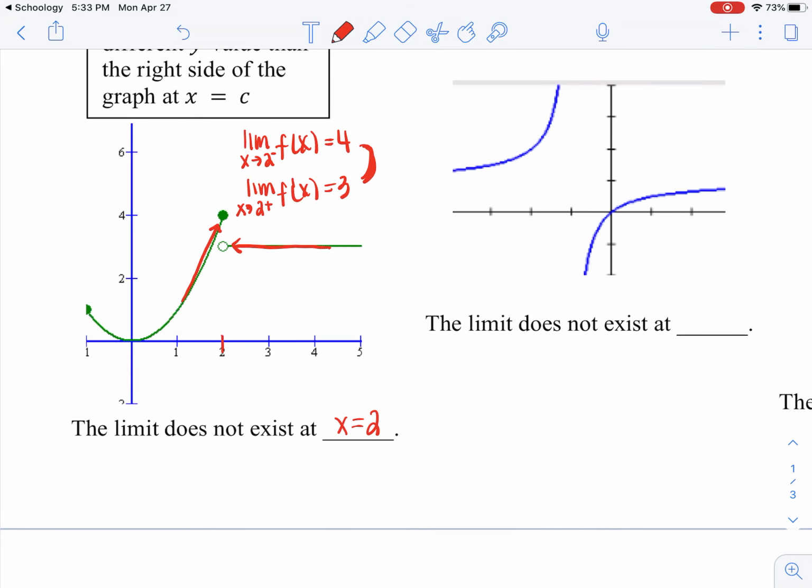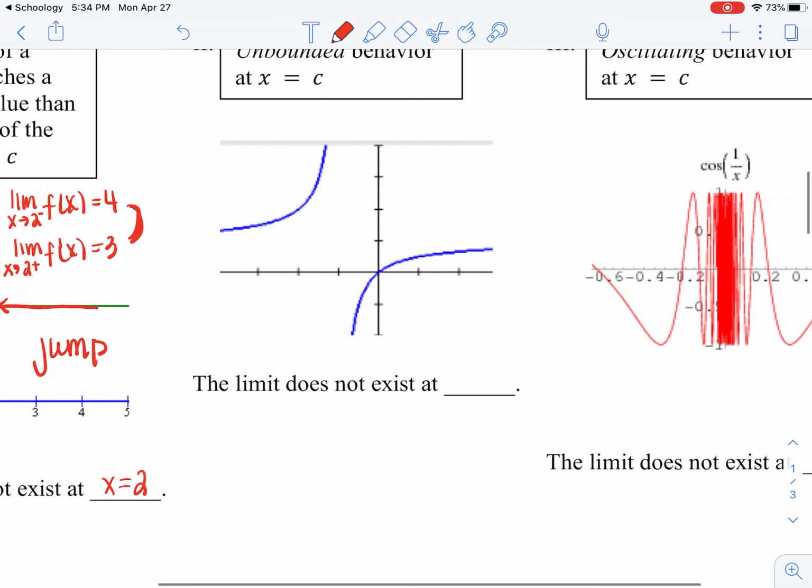And the question is what is that called? When you have a point here and then no point right here and your graph continues again. It's called a jump, remember. So limits do not exist at jumps, okay?